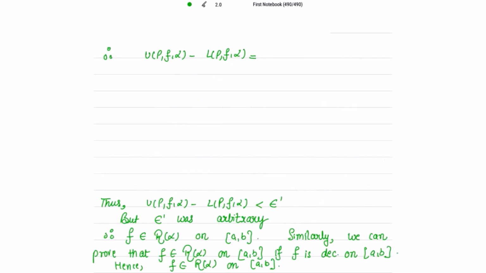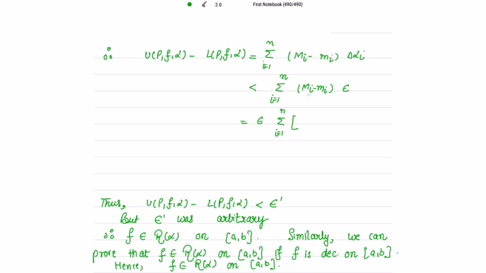Now the last step: because I need to prove f is Riemann integrable, all other steps are over. We have to just calculate U(P, f, alpha) minus L(P, f, alpha). U(P, f, alpha) is the summation of capital Mi delta alpha i, and L(P, f, alpha) is the summation of small mi delta alpha i. Taking delta alpha i outside, this is capital Mi minus small mi. Now because delta alpha i is less than epsilon, this is less than epsilon times the summation of Mi minus mi.